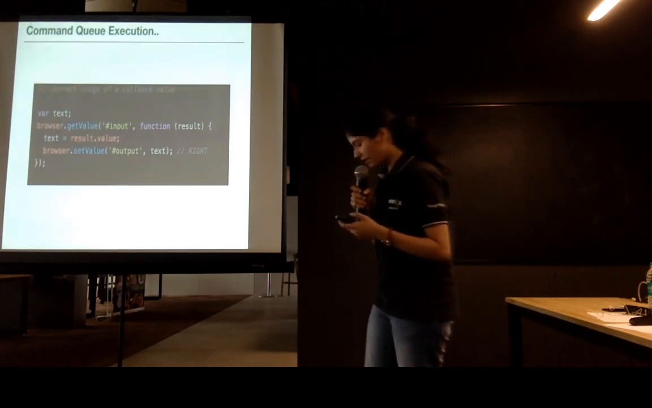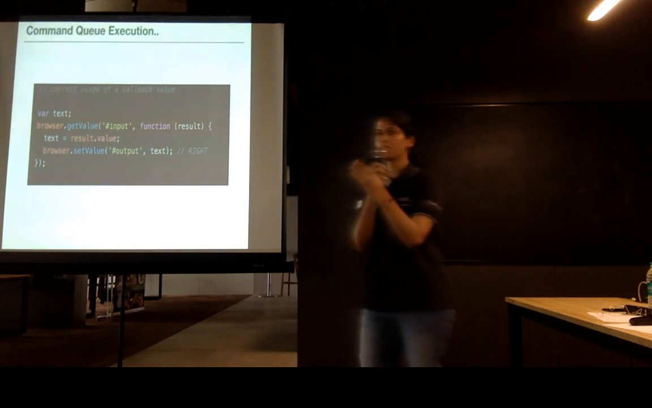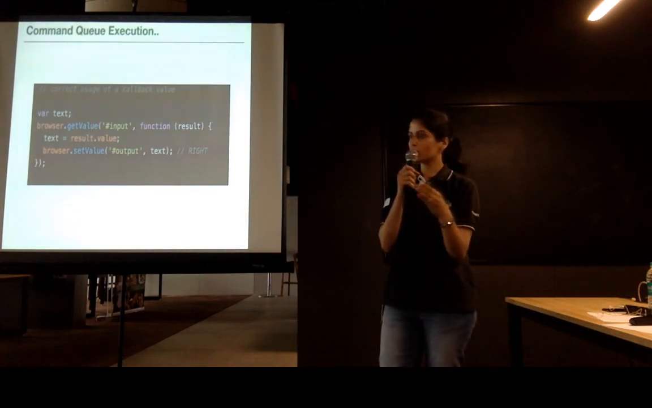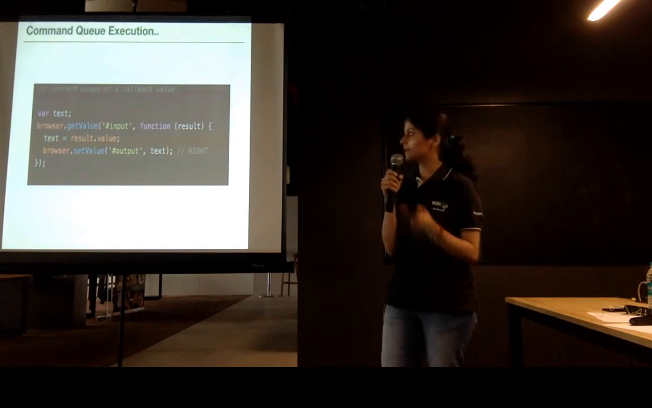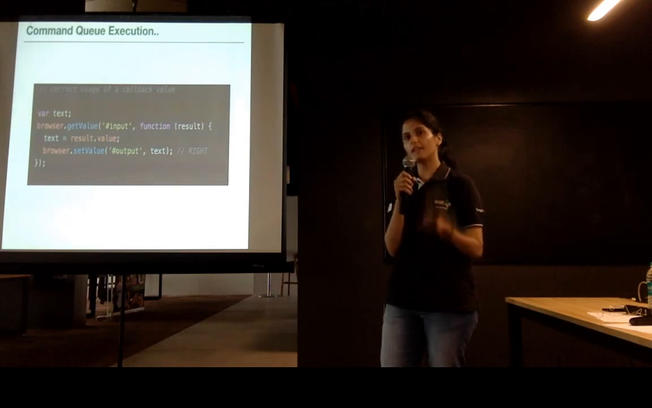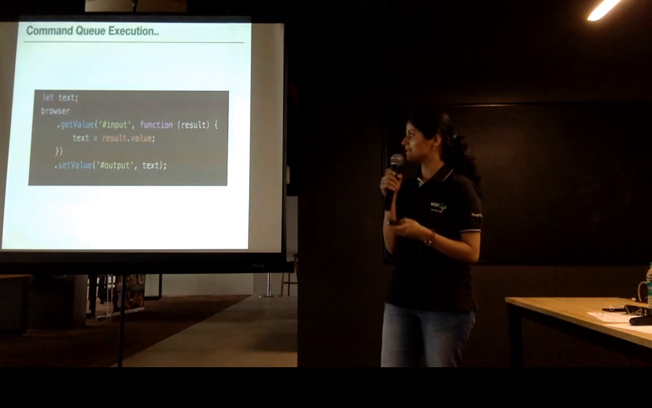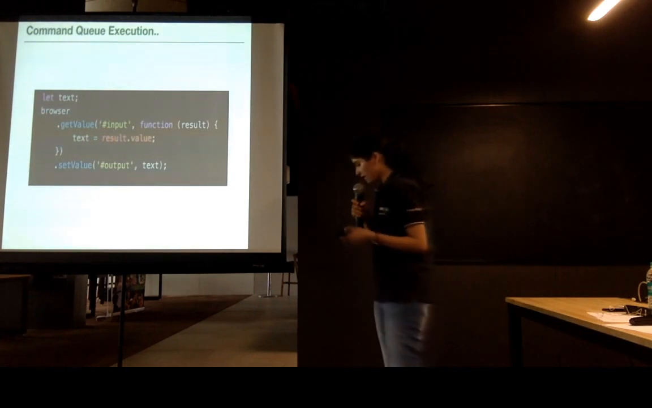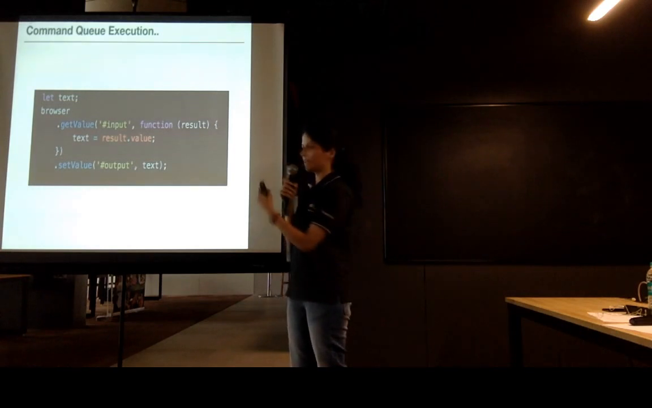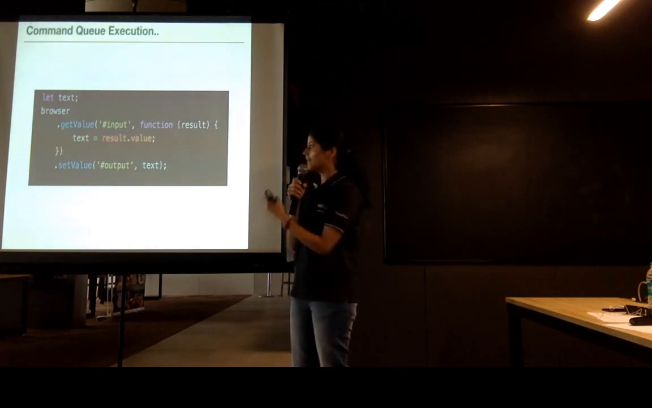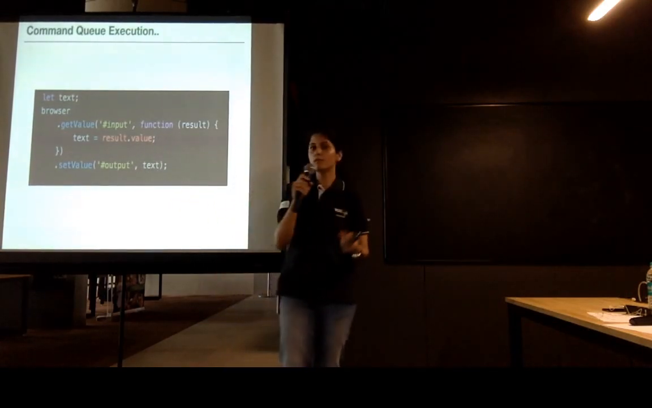So what will the command queue do? It will get the value and then the result, and then it knows that the next command is result.value equals text. So the first command would be getting the value from the input, the next command would be getting its value and putting it into text, and then the next command would be setting the value to the text. In the previous example, this would not work because in the command queue, when it initially executes, it would do a get value, getting the input, and the next command would directly be set value, because this is asynchronous.